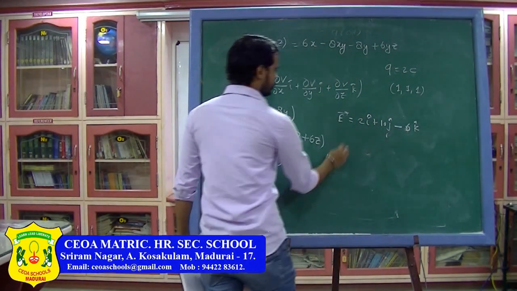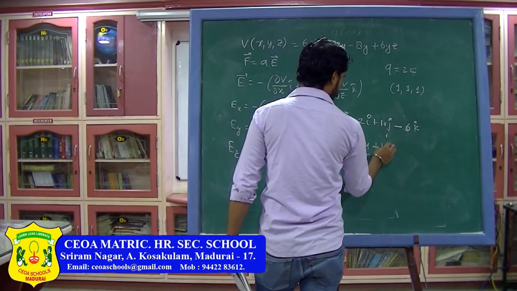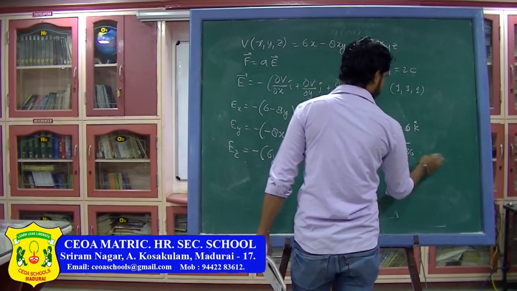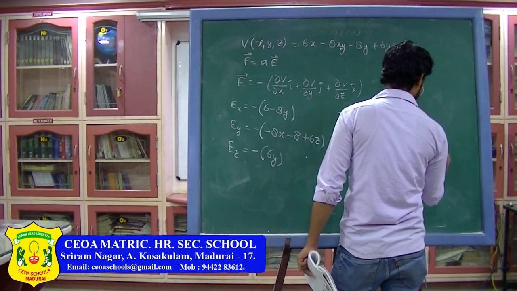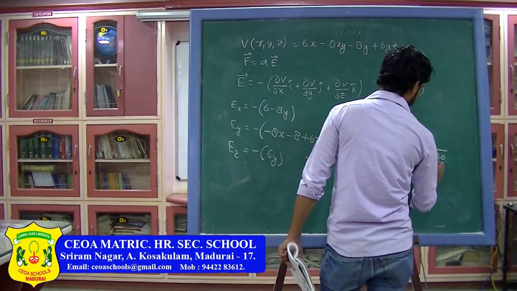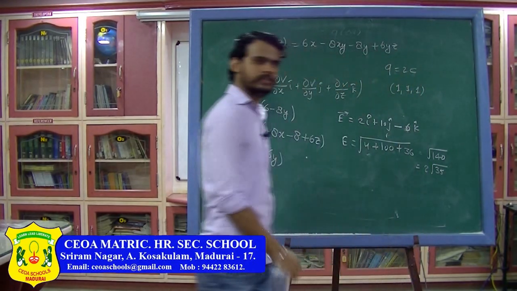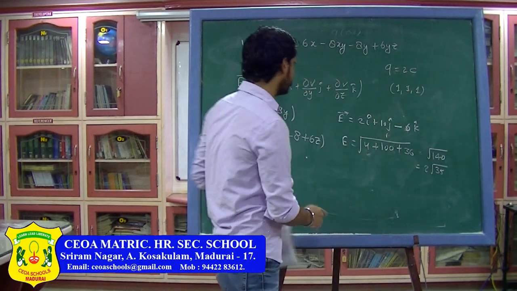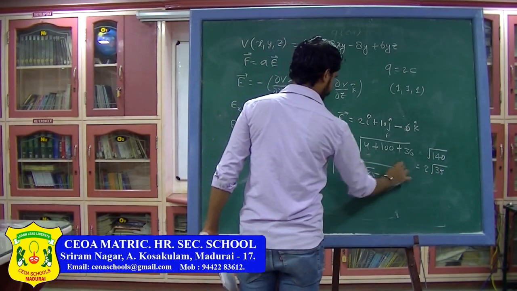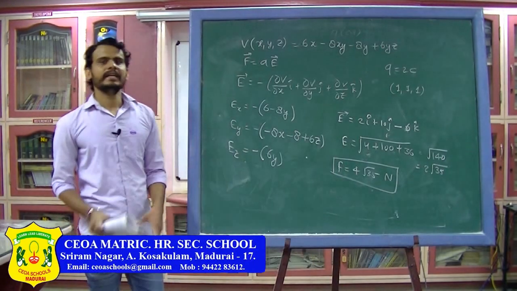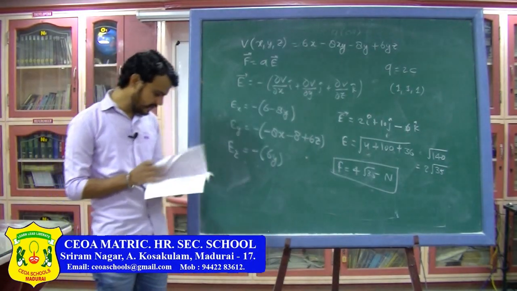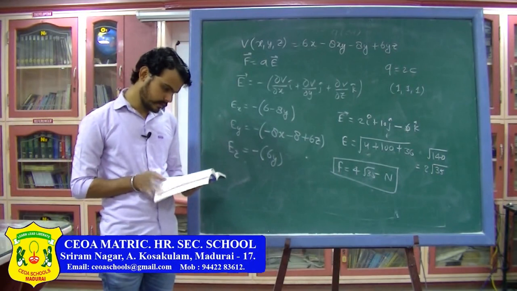So from here the magnitude of the electric field can be written as root of 4 plus 100 plus 36, which is root 140, and you can write this as 2 into root 35. So this is the magnitude of the electric field, this is the charge, so the total force can be written as 4 root 35 newtons. So as you can see, a slightly lengthy question but very easy, you just need to pay attention while you are differentiating the function. So the answer is option D, which is 4 root 35.